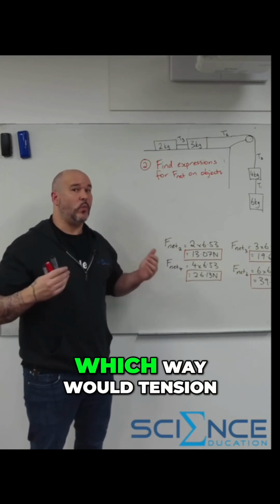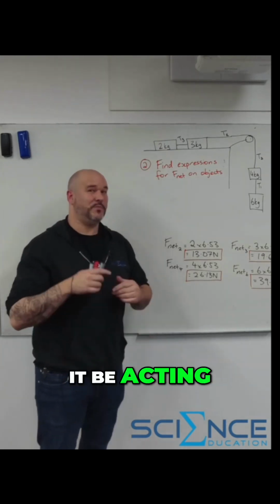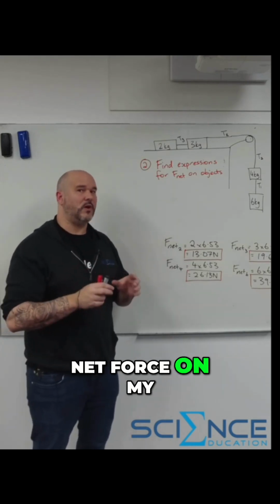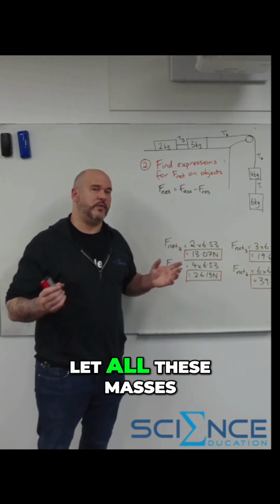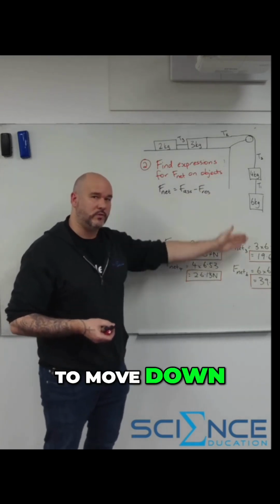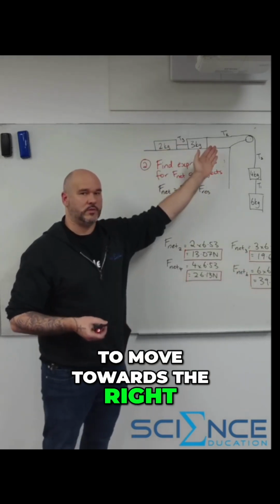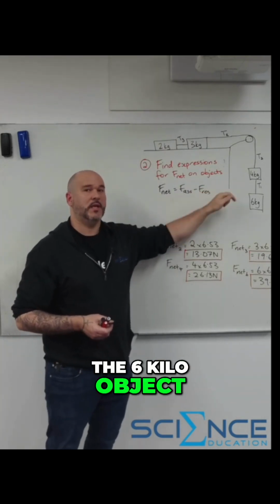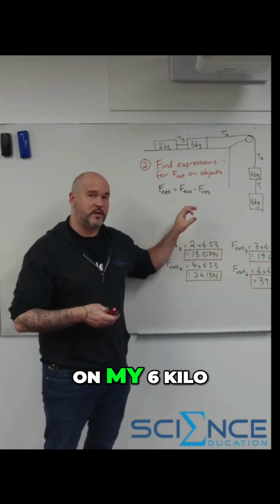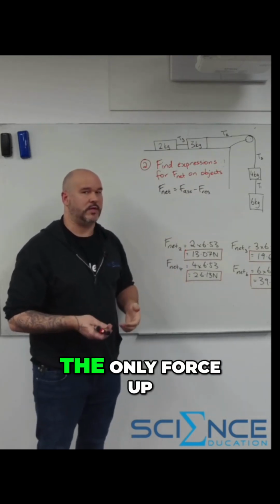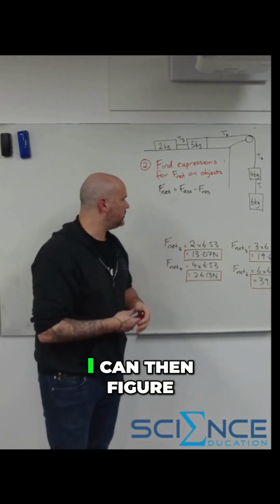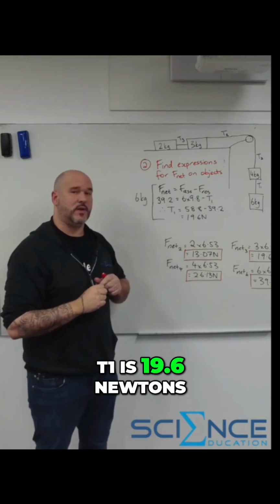So for the 6 kilo object, which way would tension be acting? Correct, it would be acting vertically upwards. So with that information, we can then figure out an expression for net force on my 6 kilo object. Just consider, if I was to let all these masses go at the same time, which way would the system move? I would expect my 4 and 6 kilos to move down. I would expect my 2 and 3 kilos to move towards the right. So when I'm analyzing the 6 kilo object, any force down is assisting its motion, any force up is resisting its motion. The only force down on my 6 kilo object is the weight force of the 6 kilo object. The only force up on my 6 kilo object is the tension force in the string, T1 that is. I can then figure out my tension force T1 is 19.6 newtons.